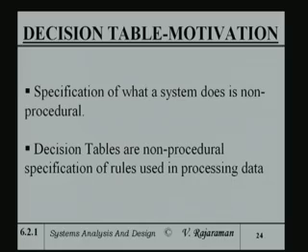So, most managers are concerned only about what rules are being processed, whether rules are being followed. They are not concerned about how you are going to do it, because that is the least of any manager's concern. So, specification of what a system does is non-procedural. See, the case of decision tables is just a specification of what a system does. Decision tables are non-procedural specification of rules used in processing data.